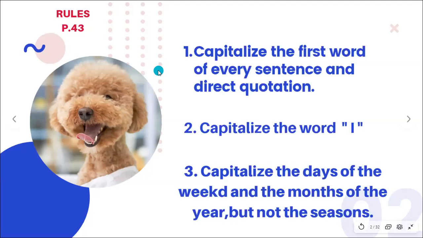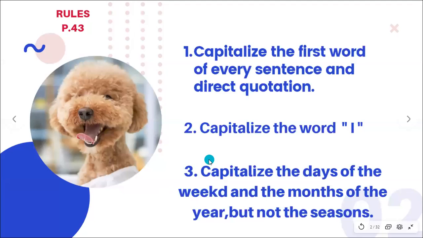Okay, let's begin. Rule number 1, page 43. It says, capitalize the first word of every sentence and direct quotation. Okay, so every time we have a first word on a sentence, we must capitalize. Then number 2, capitalize the word I. Remember, when I say I jump, I eat, I go, the word I must be in capital letter, not lowercase letter.